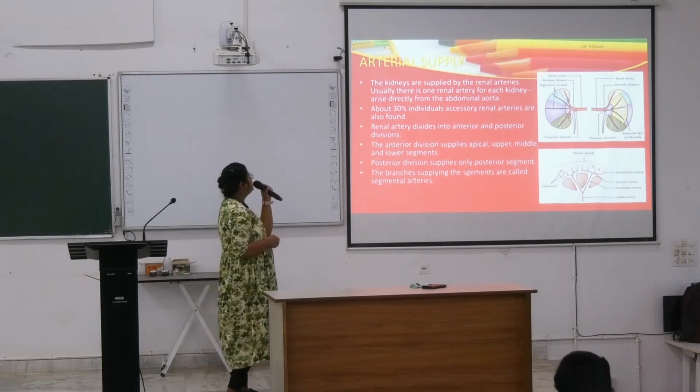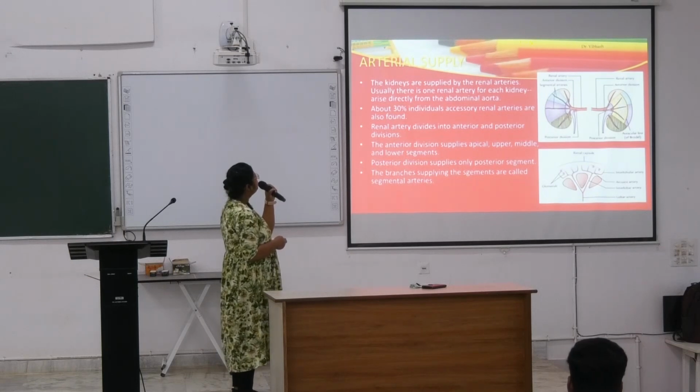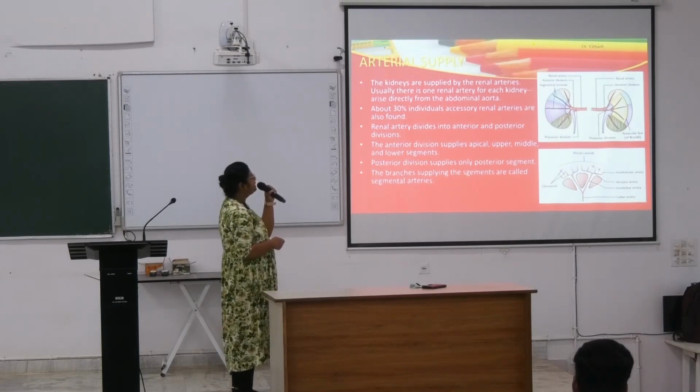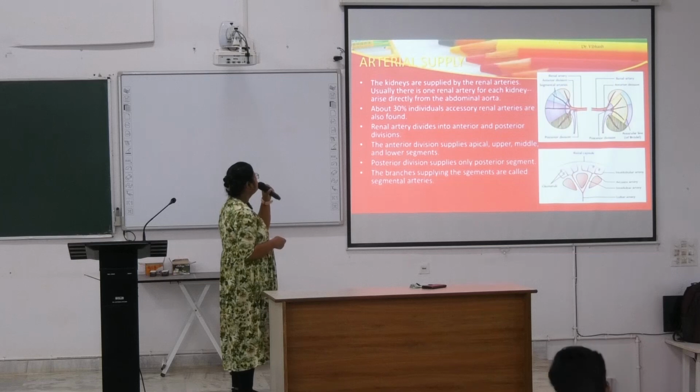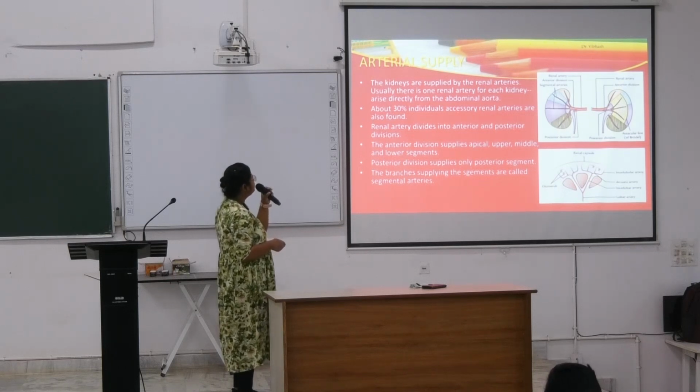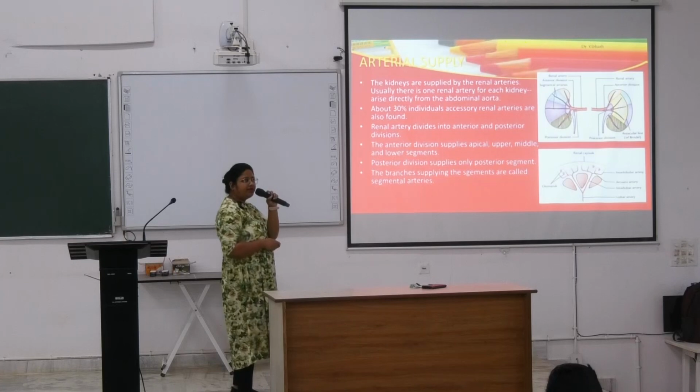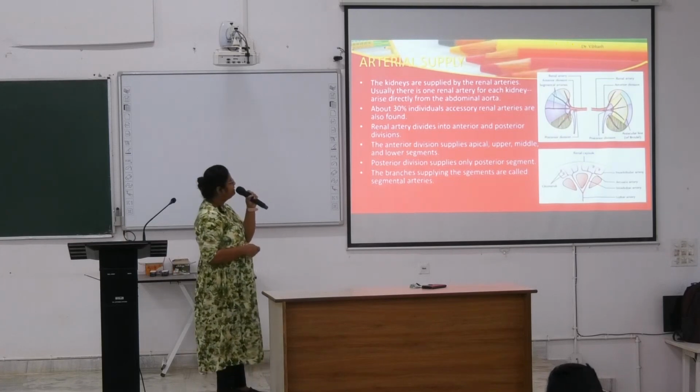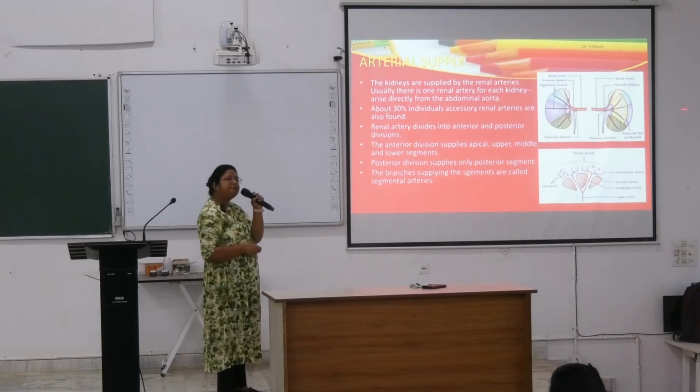Okay, so kidneys are supplied by the renal arteries. Usually there is one for each kidney, arising directly from the abdominal aorta. These are the renal arteries. And in about 30% of individuals, accessory renal arteries are found. Accessory renal arteries mainly supply the lower pole of the kidney.